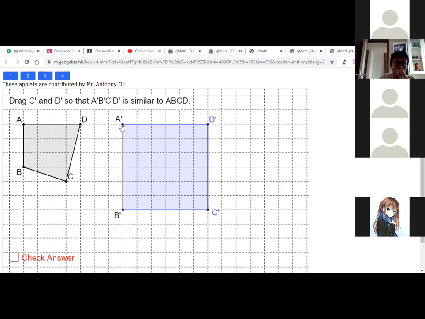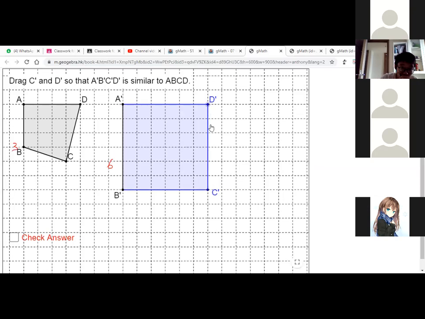Here you can see A prime, B prime is fixed. I cannot change it. So you can calculate what is the scale factor. Does anyone know how to calculate the scale factor? Yes. How? From 3 to 6, the scale factor is 2. Yeah, it is 2. Great. The scale factor is 6 divided by 3 because it is enlarged by 2 times. So when I drag point D prime, I should have 8. Yeah, that's great. 4 to 8. Then this is similar. And then I drag C prime.